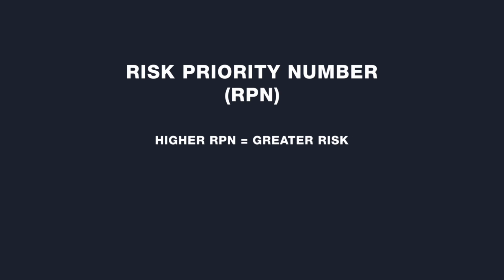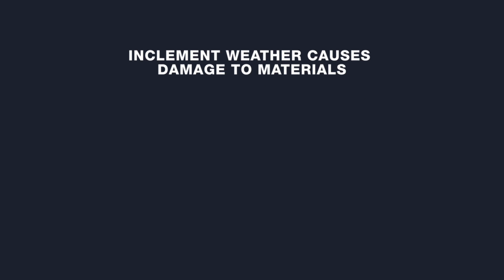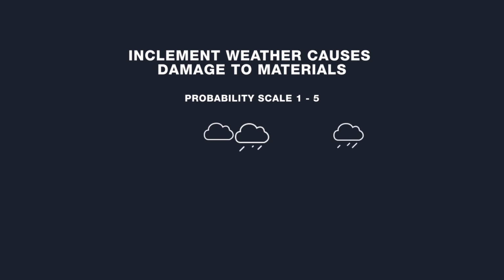Let's look at an example using our construction project. Let's discuss the risk of inclement weather and possible damage to our materials. Using our scale of 1 to 5, let's determine the probability. For the sake of this example, let's assume we are building during a rainy season. What probability would you select?